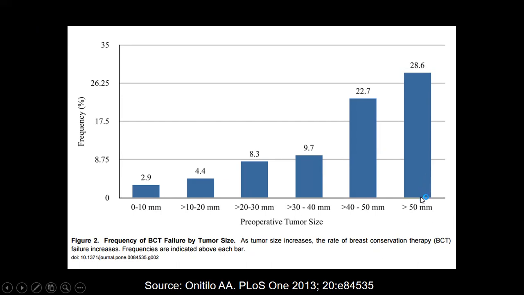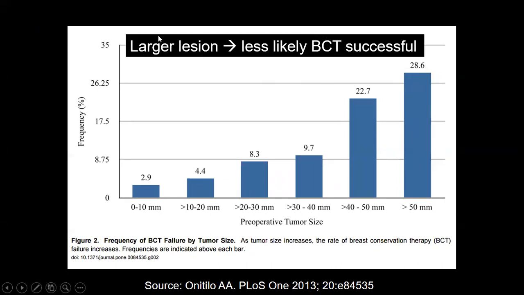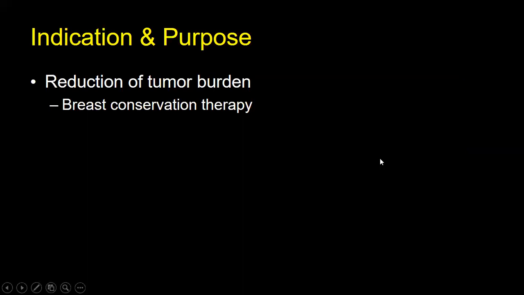This figure shows you that the larger the tumor burden preoperatively, and this here on the right-hand side is greater than 5 centimeters, the higher the chance of failure. So larger lesion, less likely breast conservation therapy is to be successful, versus the small cancers here have a lower chance of failure, higher chance of success of breast conservation therapy. So reduction of tumor burden, one of the purposes of neoadjuvant therapy.